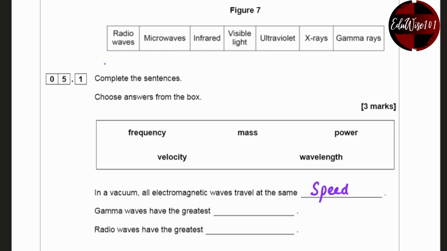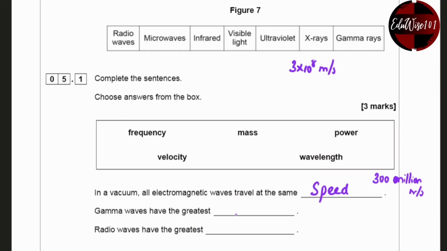All these waves, which are listed above here, they all have the same speed, which is 300 million meters per second, or we can write it as 3 times 10 to the power 8 meters per second. They all travel at the same speed.